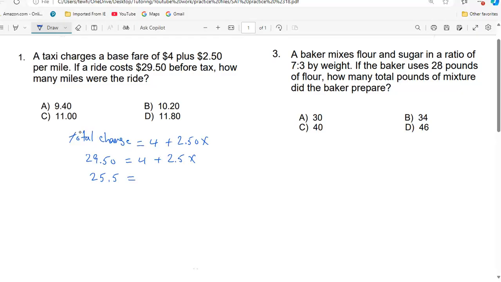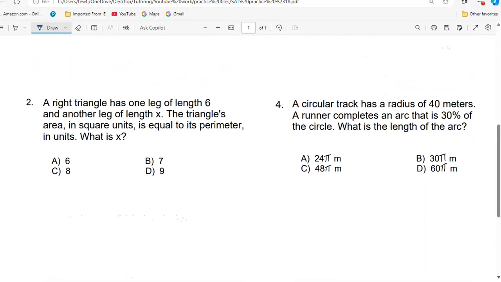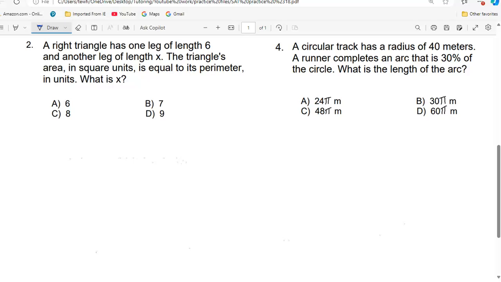25.5 equals 2.5x. You divide both sides by 2.5, so if you divide both sides by 2.5, you're going to get 10.2, which is this one. For the next one, you can give it a try.